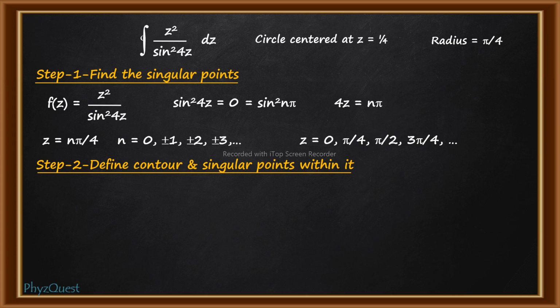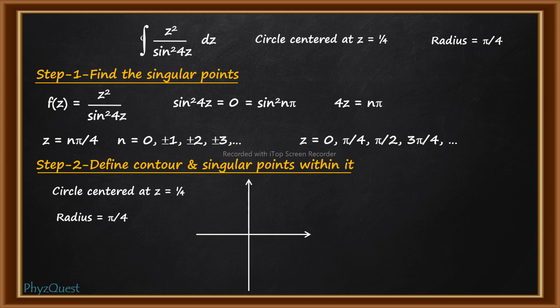In this case, if you draw the axis, we have our circle centered at z equal to 1 by 4 and radius pi by 4. This is z equal to 0, and the center of our circle is z equal to 1 by 4. So this point is z equal to 1 by 4, and the radius is pi by 4. When we draw a circle, this is the radius pi by 4. So this is our contour.